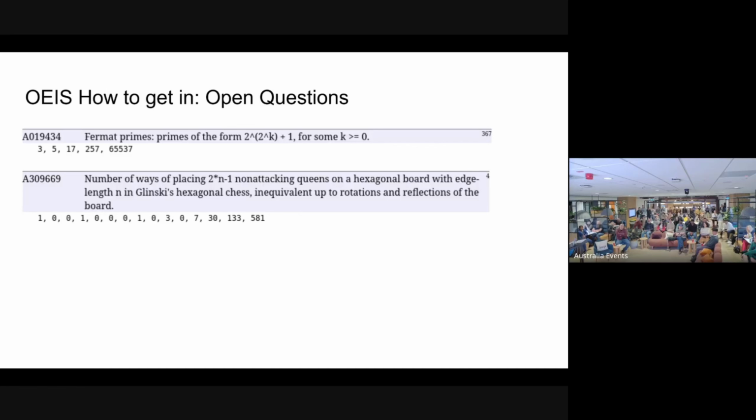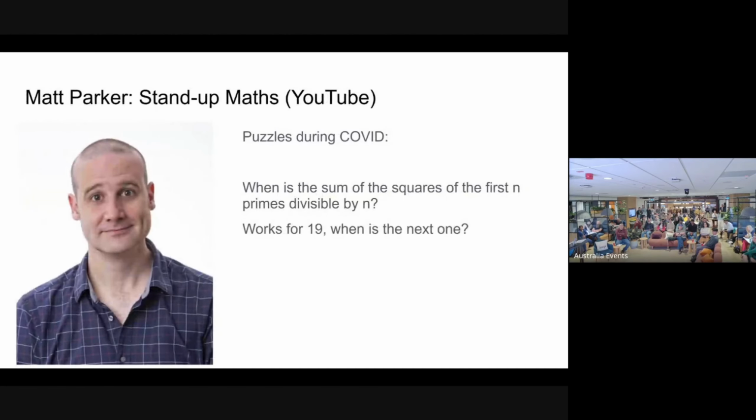Which sequence? So during COVID, a YouTube channel that I like watching, Stand Up Maths by Matt Parker, was setting puzzles for high school students during COVID. And he set a puzzle: when is the sum of the squares of the first n primes divisible by n? And it's true for 19.